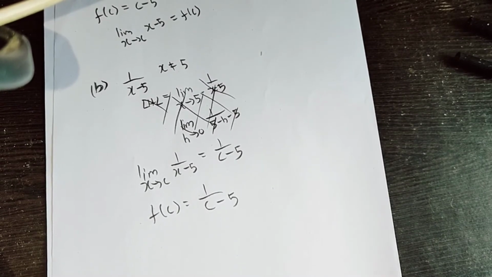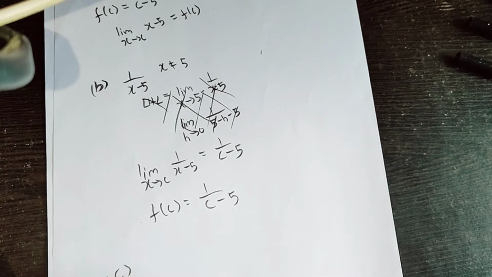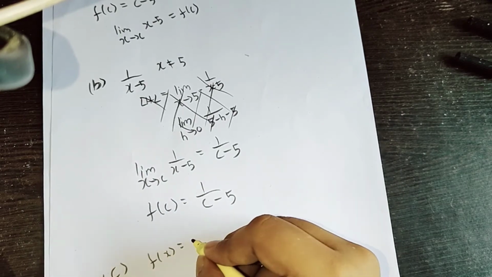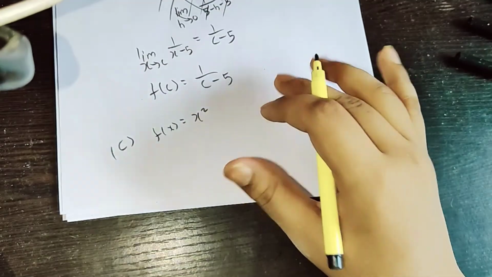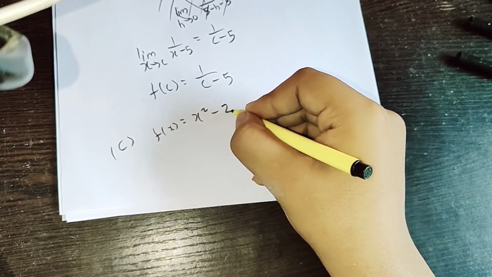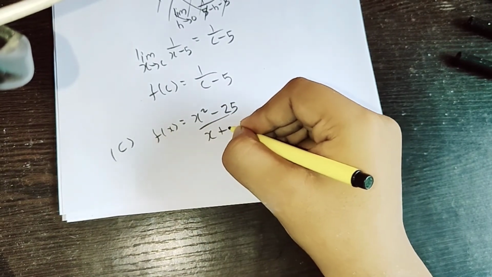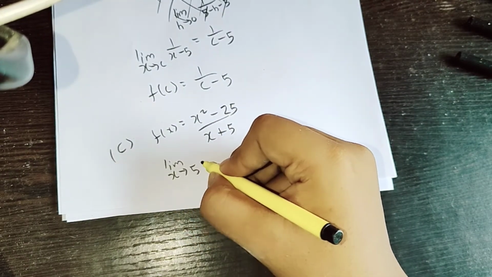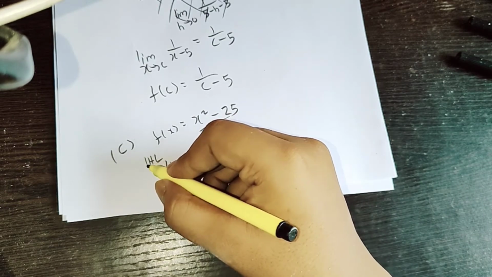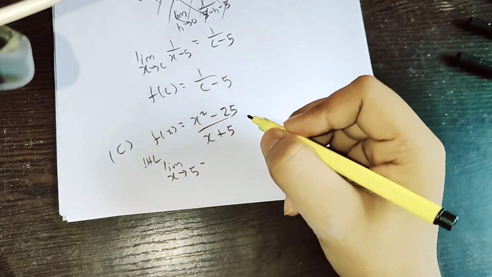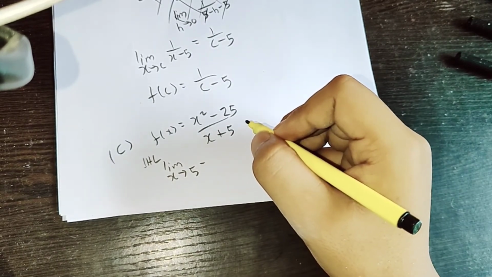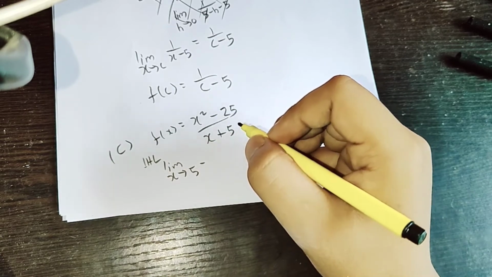So now coming to part c of question number 3. It is written f of x is equal to x square minus 25 upon x plus 5. So we have to calculate limit x tends to 5 minus, the LHL. Or we can also calculate it as limit x tends to 5, because both of them will come equal, but we will calculate 5 minus.